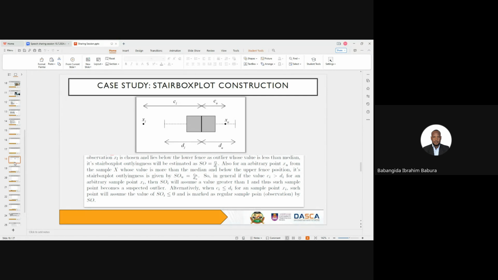In general, if the value CI is greater than DI for an arbitrary sample point XI, then SOI will assume a value greater than 1, and such a sample point becomes a suspected outlier. One of the functionalities of the box plot is to identify outliers, so through this outlyingness, outliers can be spotted. If outlyingness is greater than 1, then that point is an outlier. Alternatively, when CI is less than DI for a sample point XI, such a point will assume a value of outlyingness greater than 0 and is marked as a regular sample point. I think this is an error; it's supposed to be less than 1. SOI will be less than 1, and the sample observation becomes a regular observation, so it's not an outlier per se.